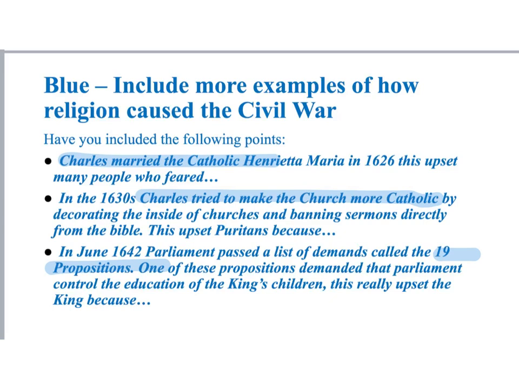This really upset the king because, well, what right did Parliament have really to control the king's education of his children, and to say that his children cannot marry without Parliament's approval? The king felt this had gone too far, that it wasn't right that Parliament was able to control the education of his own children. That was a decision for himself.